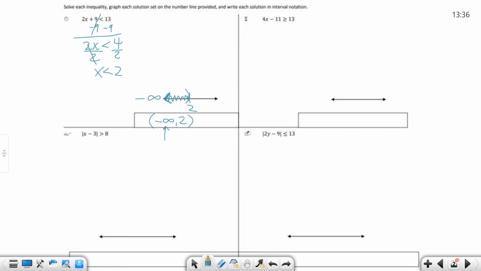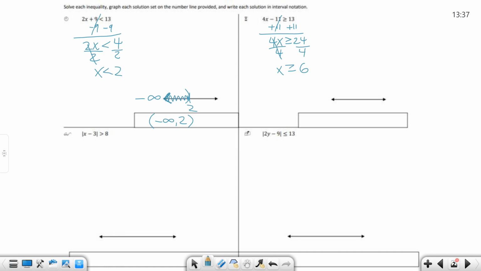So then we have 4x minus 11 greater than or equal to 13. So we're going to take and add 11 to both sides. 4x is greater than or equal to 24. We're going to divide by 4. So x is greater than or equal to 6, because 24 divided by 4 is 6.